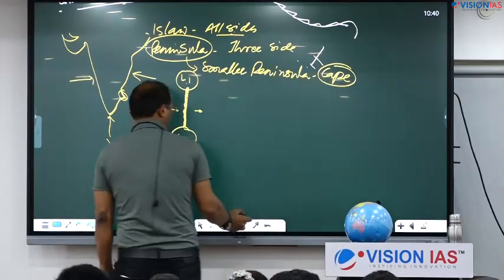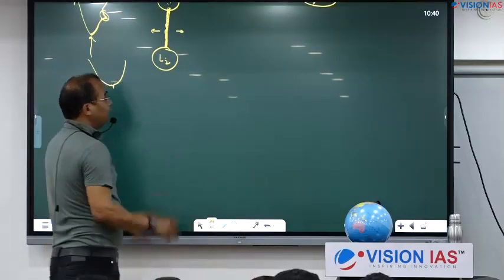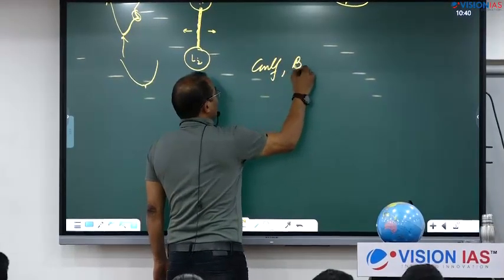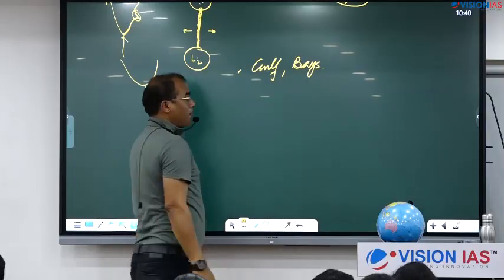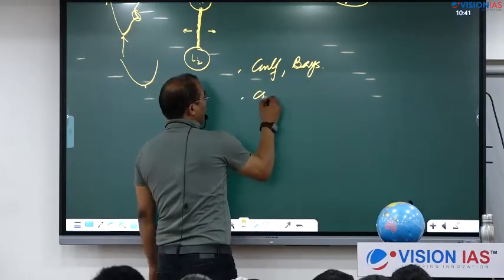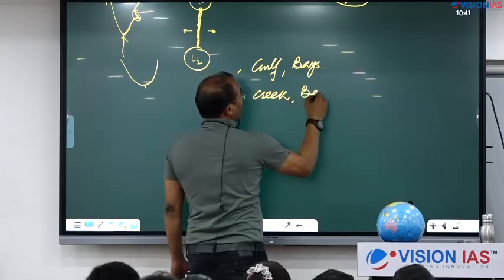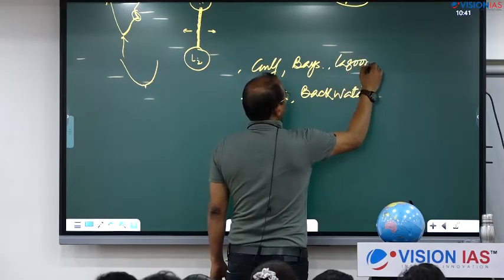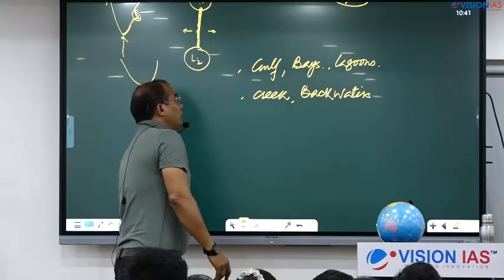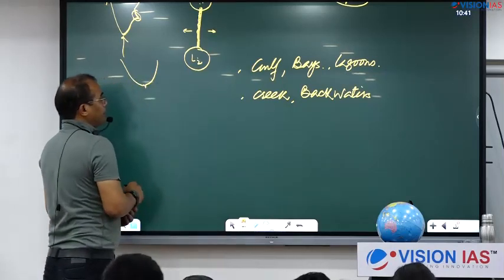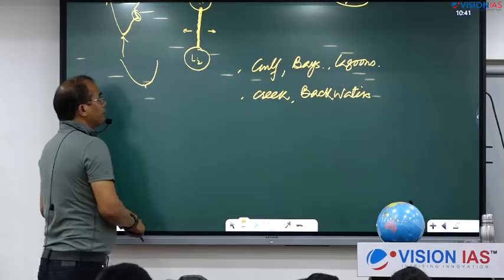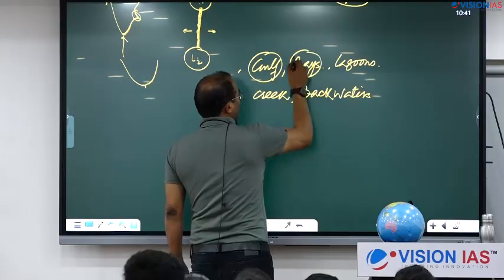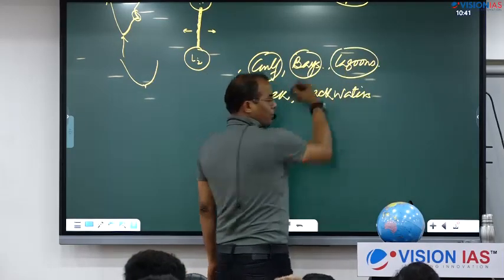That's called an isthmus. And then in the case of ocean entering into the continent, you have the terms gulf and bay. You have the terms creek and backwaters. Here itself we will take lagoons also. Gulf and bay are a larger intrusion of ocean water; creek and backwaters are a smaller intrusion of ocean water.